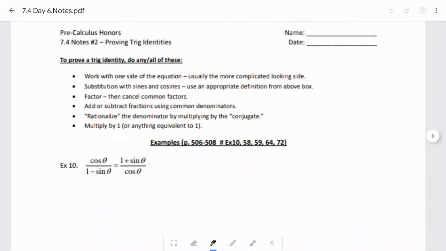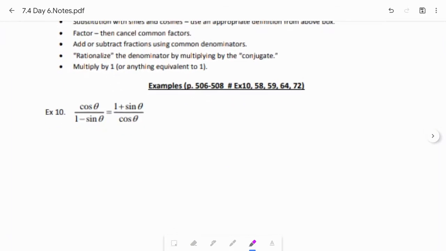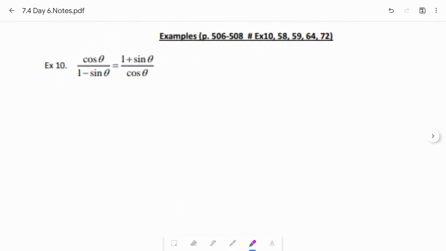We are going to continue proving trig identities. So make sure that you review all of these helpful hints and steps that we are going to be doing to solve these different trig identities. And also make sure that you take a look at those basic trig identities that we wrote on the top of our sheet yesterday. So our first example is number 10 from the textbook.